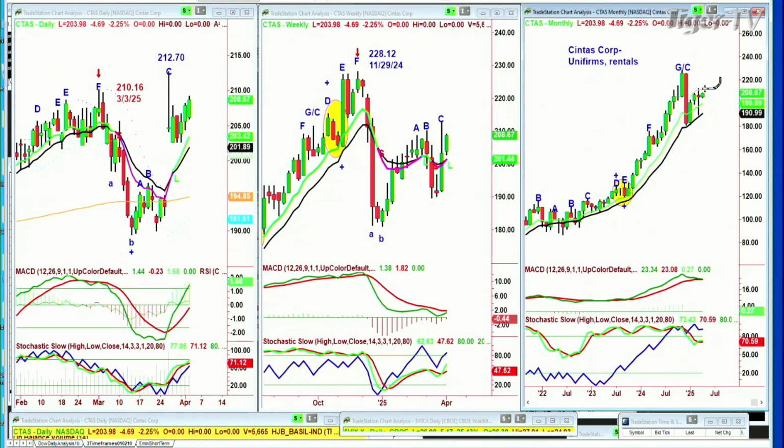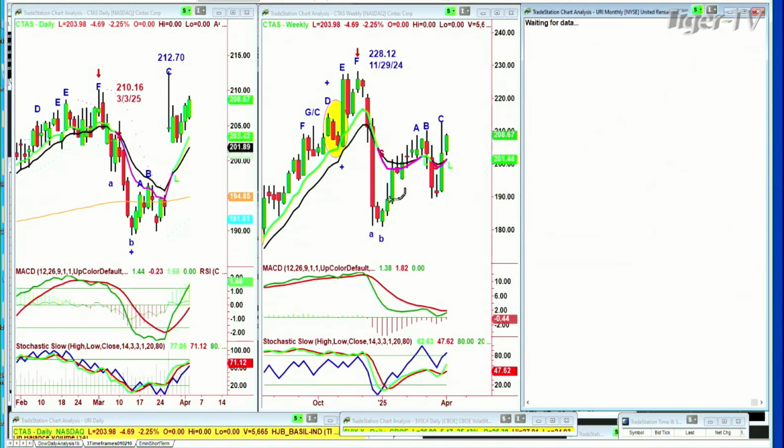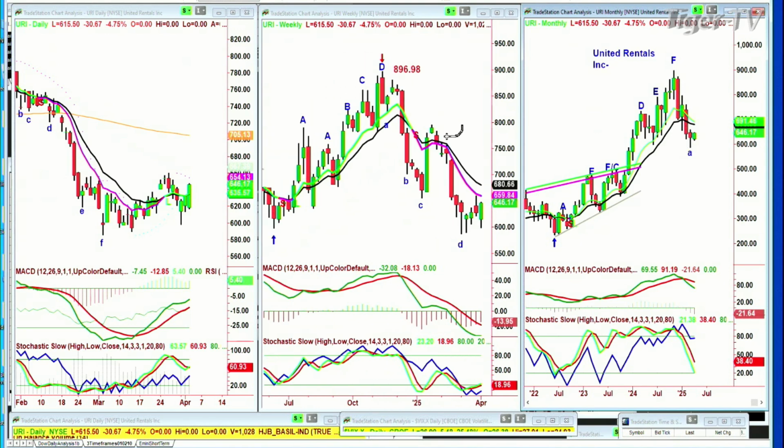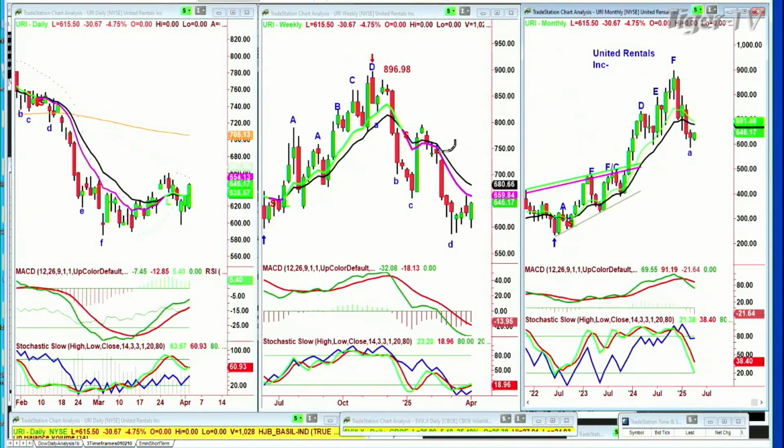and that's going to be key because Cintas, URI, which is United Rentals, has already taken a dive from the 896.98 high. Monthly chart looks like an uppercase A. It made a peak F high, but it looks like the alphabet uppercase A, straight up, straight down, Eiffel Tower. This is the 896 level. Look at this. I just wanted to show you. So this is rentals. So to me, that's always a benchmark.